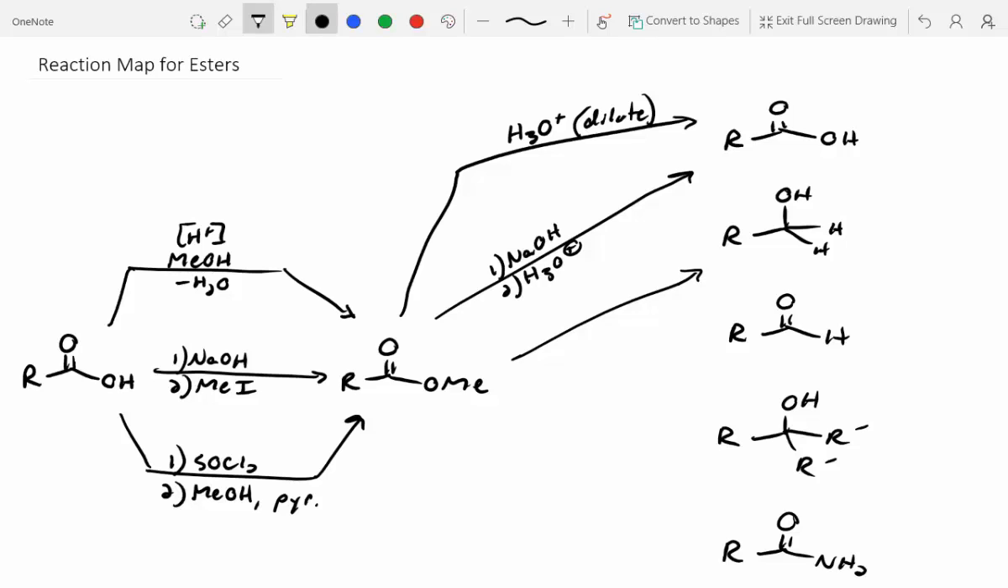And then for reduction, what do we need? Yeah, LAH. So lithium aluminum hydride. We need this in excess, followed by a water workup. And then if we want to convert it to an aldehyde, we said we need a bulkier hydride source. That was our DIBAL-H, right?